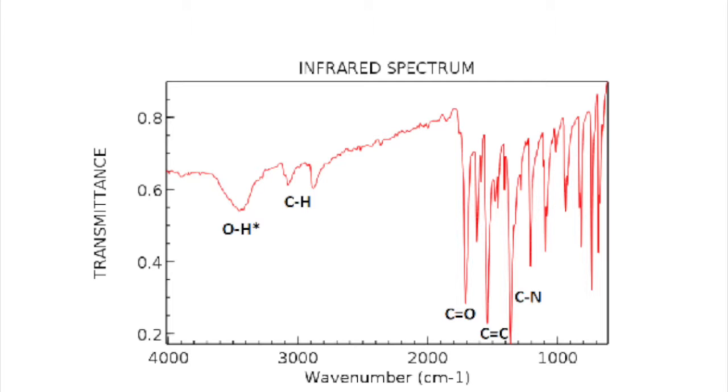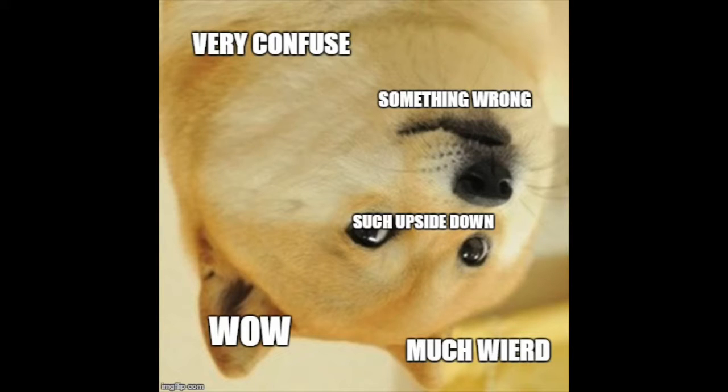Immediately, we found a rather noticeable peak around the 3,300 to 3,600 wave number range. By then referring to a table of characteristic IR absorptions for different functional groups, we found two bonds that could create this peak in IR, an NH bond and an OH bond. These have wave number ranges of 3,300 to 3,500 and 3,200 to 3,600 respectively. As a result, we couldn't definitively say that it was one bond or the other.